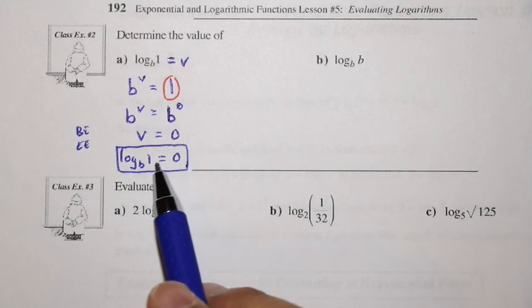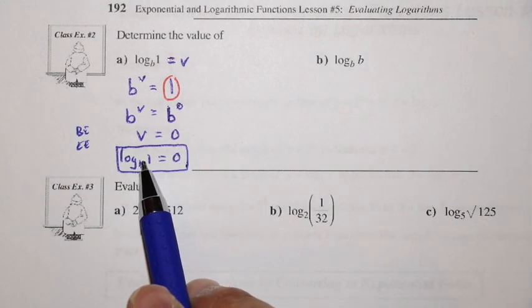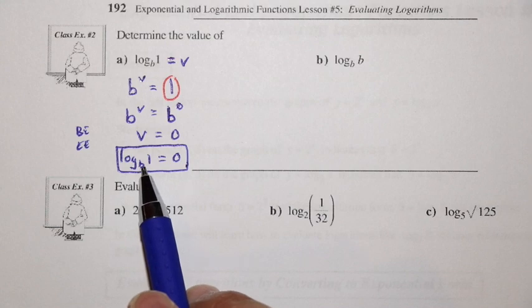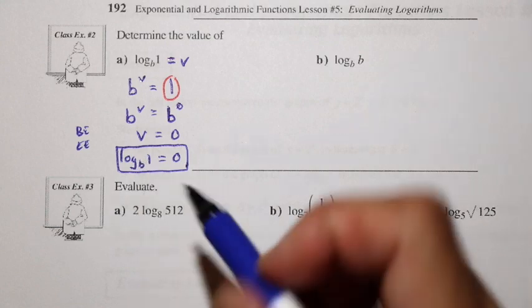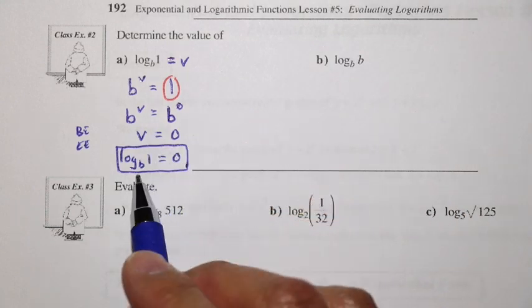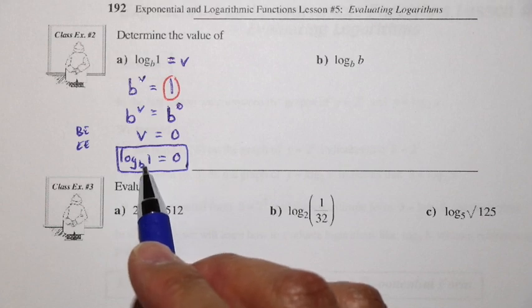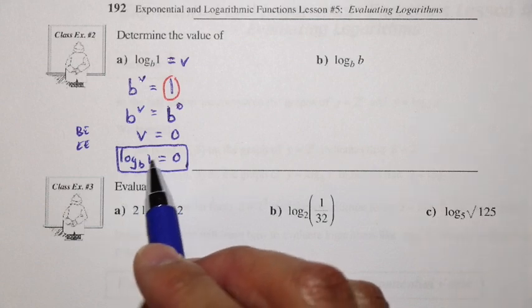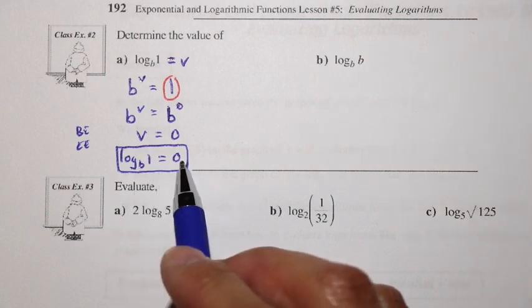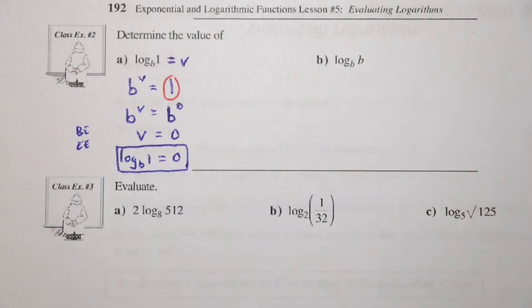Well, this is quite interesting because it's saying that this variable b, this base, could be any valid base. So it could be 2 or 3 or 4 or 10 or 100. And with the argument 1, that log is going to equal 0.